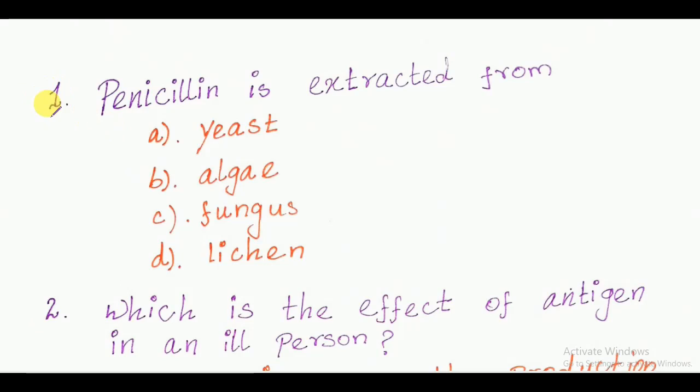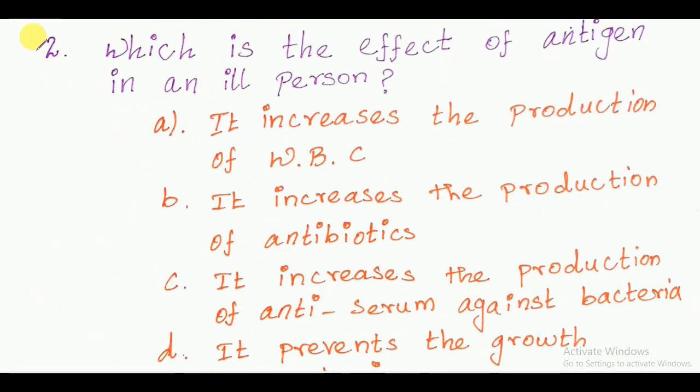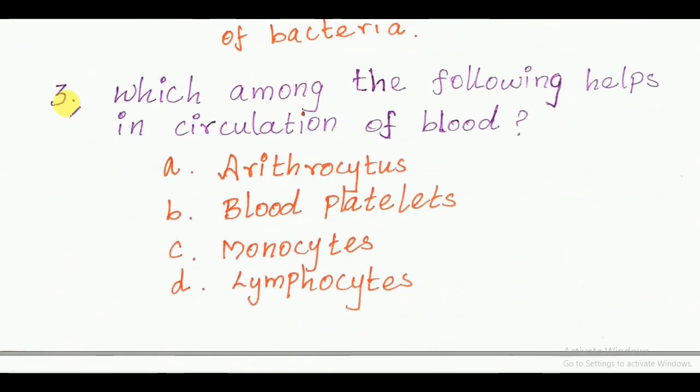The first question: Penicillin is extracted from fungus. Next. Which is the effect of antigen in an ill person? The answer is option B, it increases the protection of antibiotics. Next, third one. Which among the following helps in circulation of blood?